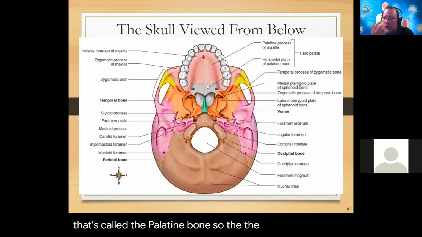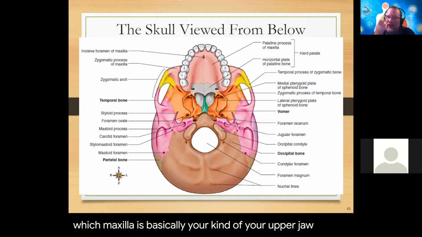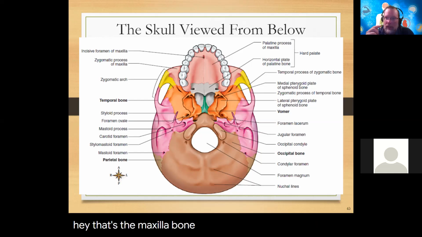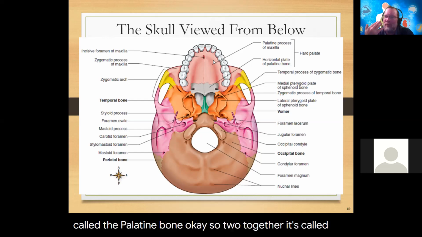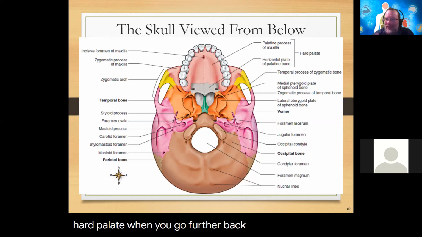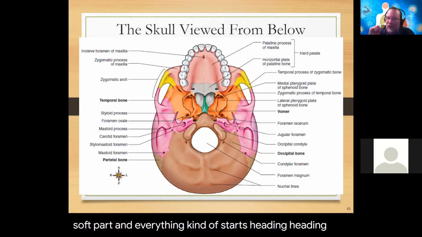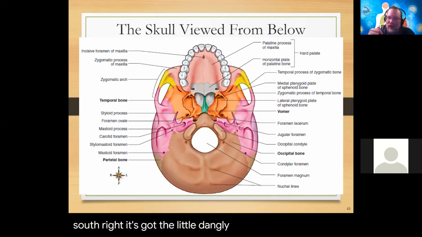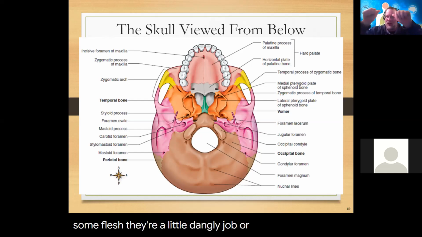So the maxilla bone, which is basically your upper jaw, forms your upper teeth. We've got a couple sinuses there. That's the maxilla bone that also forms the roof of your mouth. The posterior part of the roof of your mouth that's still hardened, that's called the palatine bone. Together it's called the hard palate. When you go further back, you get to what they call the soft palate, that fleshy, soft part, and everything starts heading south. It's got the little dangly thing, we call it the uvula, back there. That's called the soft palate.